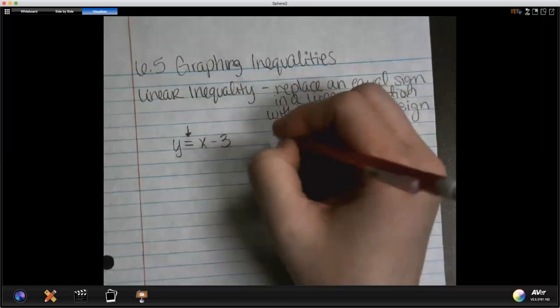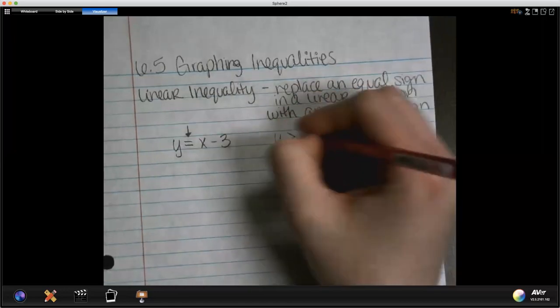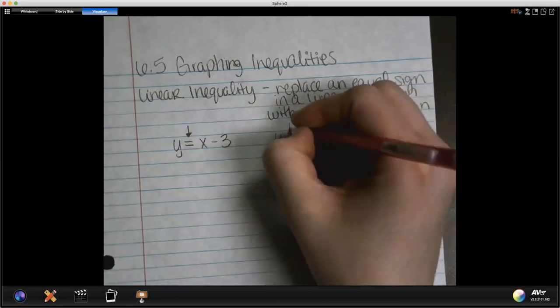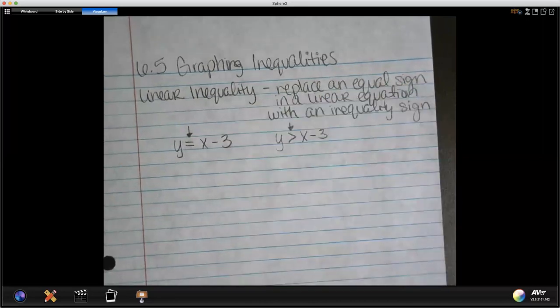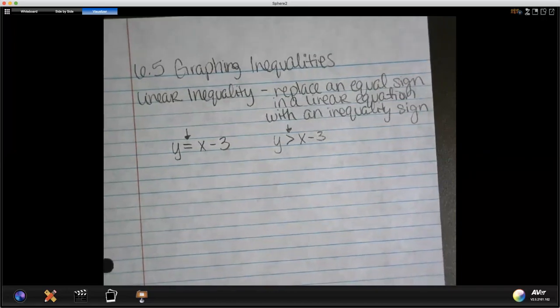Okay, so I'm just going to pick a random one. So let's say y is greater than x minus 3. Okay, this now is an inequality. Just by replacing the equal sign with any of the four inequality signs, it can become a linear inequality, but the slope still stays the same. The y-intercept can still stay the same. Everything else about it can stay the same. Okay, so that is one of the differences.